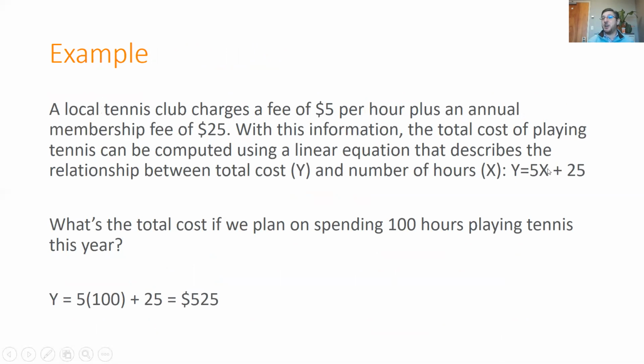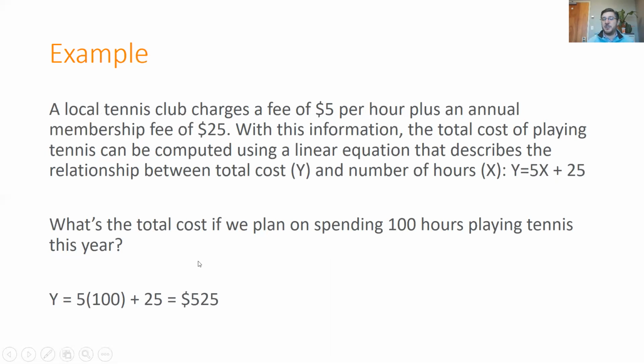If we spend 0 hours, we plug in a 0 for x. Notice that our total cost would be $25, just the annual membership fee. So this would represent the value of y when x is 0. It's our constant. So what's the total cost if we spend 100 hours playing tennis? Then we'd plug in 100 for our x variable. We'd do 5 times 100, 500, plus 25, so our total cost would be $525.